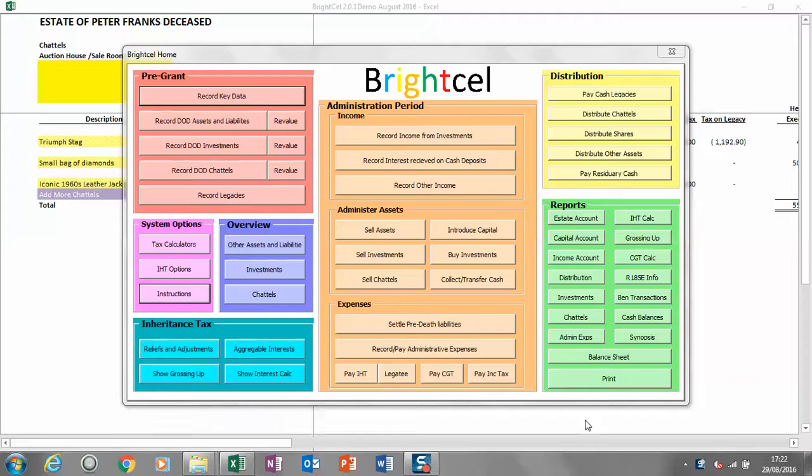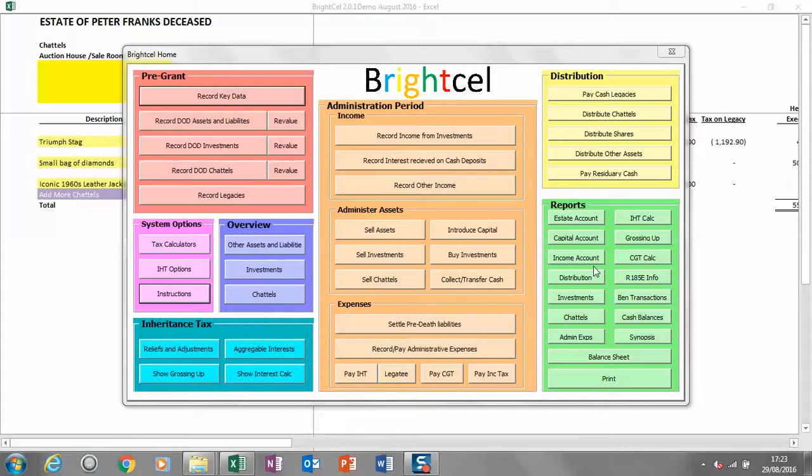So we've put in all of the pre-grant information, that's to say the key data. We've recorded the date of death, assets and liabilities, and we've also recorded legacies. So you're at this point more or less in a position to meet the executors, probably to swear the probate papers. So it's worth having a look at what you might be able to produce to them at that meeting.